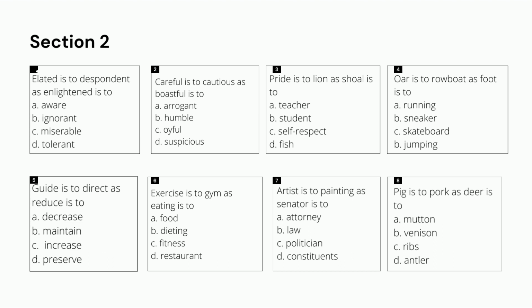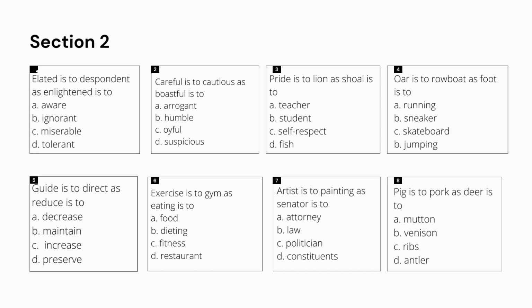Sneaker, which is choice B, is incorrect because it is something worn on a foot. Jumping, choice D, is not one of the better ones, because although you do need feet to jump, jumping is not an object that is put into motion by means of a foot. We are getting there.